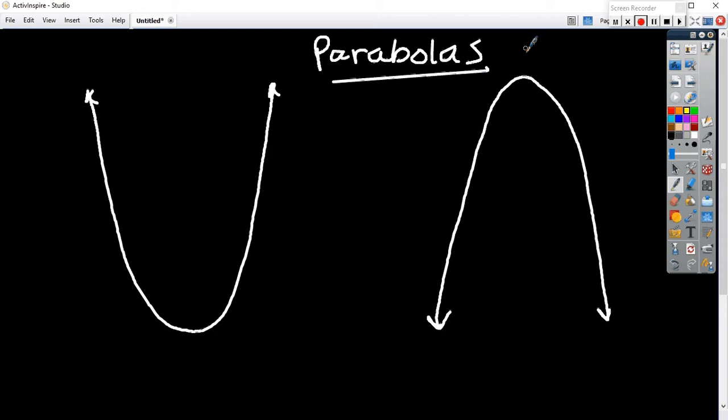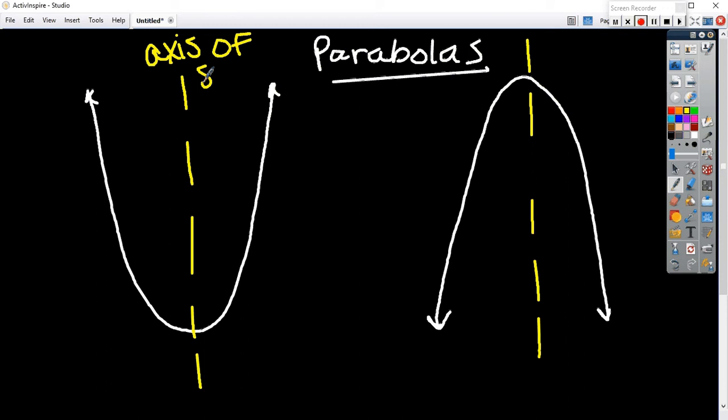Come on, y'all can get this. Symmetry. If they're symmetric, they have a line of symmetry. The line of symmetry goes right down the middle. And we call this an axis of symmetry when we're talking about parabolas.